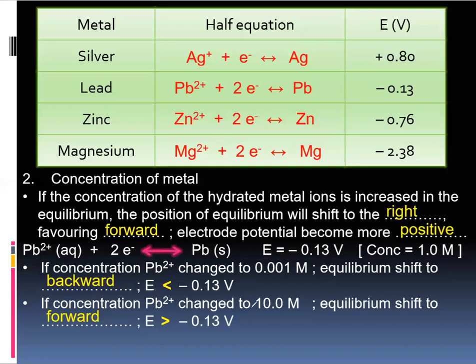But if the concentration is increased from 1 to 10 mole per dm³, that is 10 molar, equilibrium will shift to the right, and that will favor a forward reaction. Therefore, your E, which is your electric potential, will be greater than minus 0.13 volts.